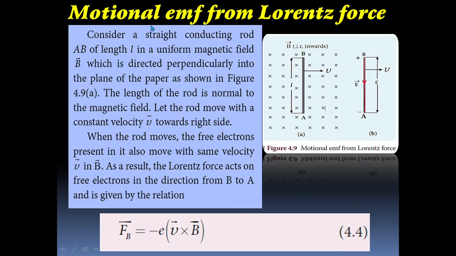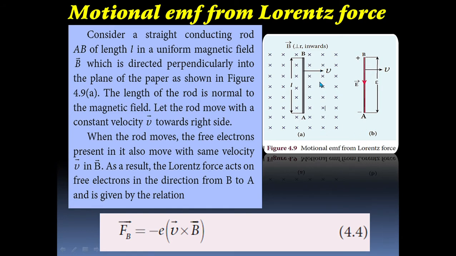The next topic is motional EMF from Lorentz force. This is an important 3-mark question from your 4th lesson. Please note it down. Consider a straight conducting rod AB of length L in a uniform magnetic field. The cross marks indicate a uniform magnetic field B vector acting inward, perpendicular to the plane of the paper, as in figure 4.9.